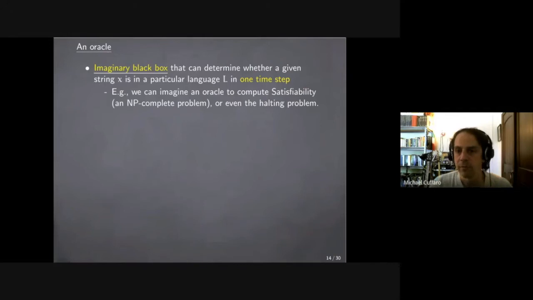So it's like the Oracle at Delphi, except that unlike the Oracle at Delphi, which might take weeks to give us an answer, this will just give us an answer in one time step. And so we can imagine that we have an oracle to compute, for instance, the satisfiability problem, which is an NP-complete problem. Or we could even imagine that we have an oracle to compute the halting problem in one time step. We don't care about how it does it. We just imagine that we do.